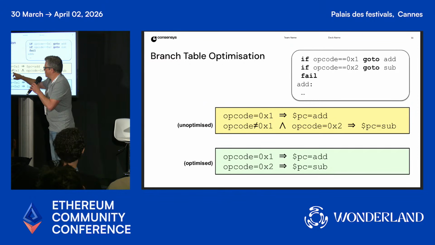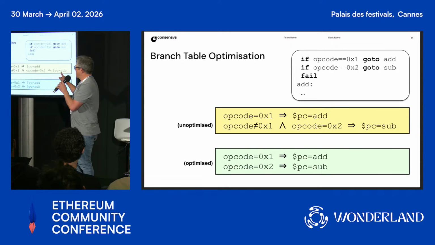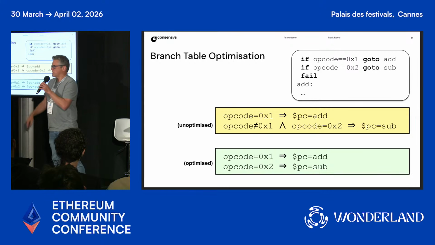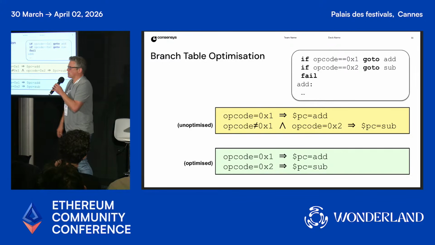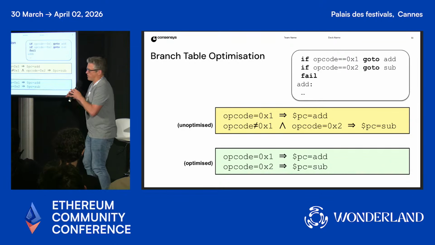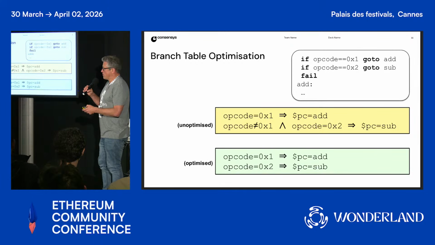So we get the false condition, and then the true condition. If the opcode was not 1, and the opcode is 2, then set the next PC to be the sub label. But obviously we can see this is actually redundant, right? Opcode being 2 subsumes the condition of opcode not being 1. So in fact, what we want to do is simply clean that out. That's the branch table optimization. It's a little bit more complicated than that in some places, but that's the idea. And that works quite well.